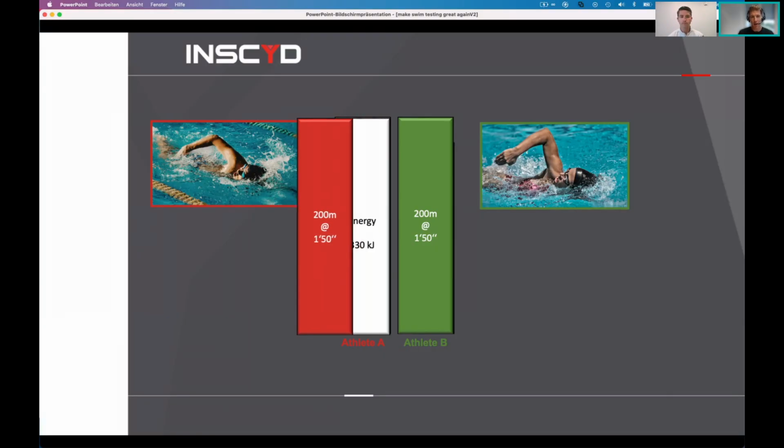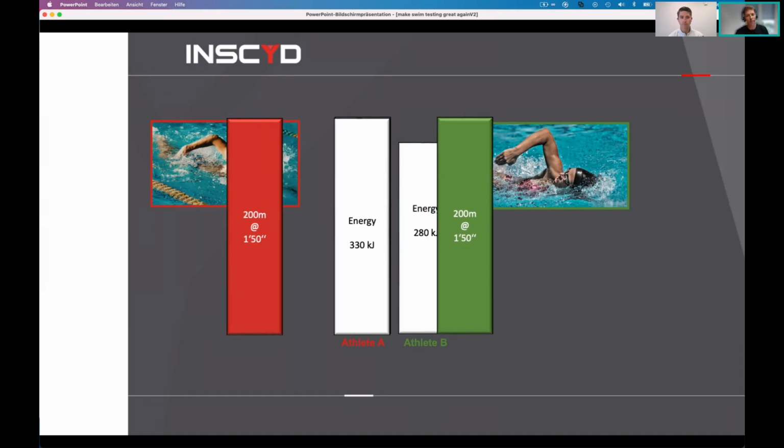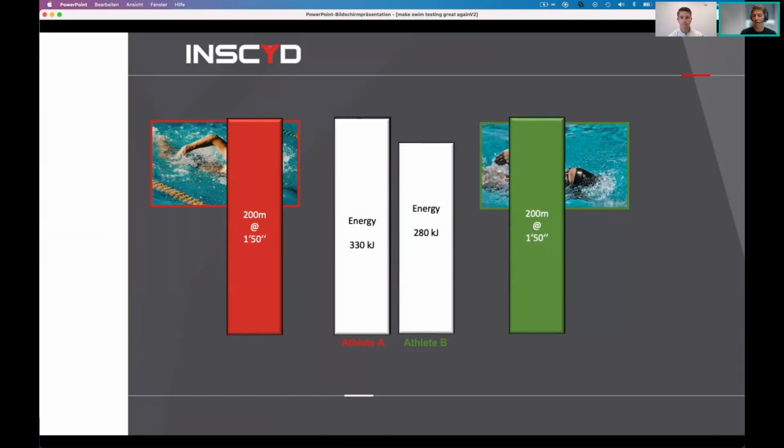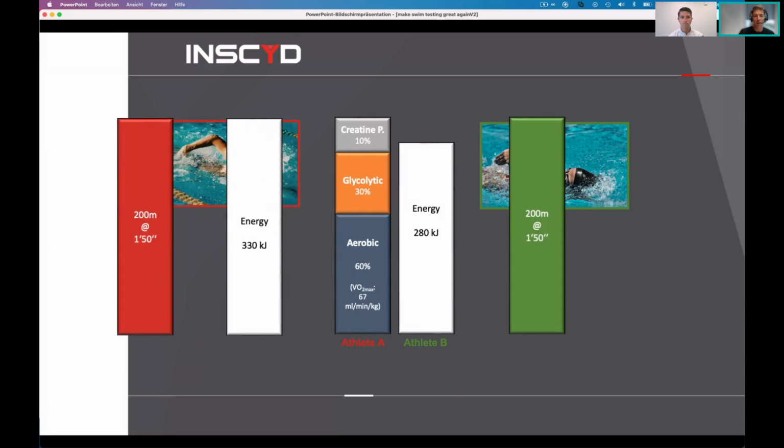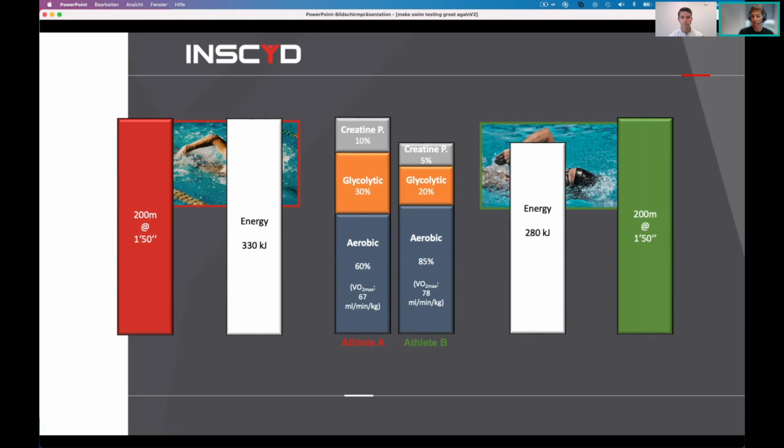And if I, so to speak, dive one level deeper, then I can already understand, okay, wow, one thing that maybe limits swimmer A is that he or she needs significantly more energy than swimmer B. And if I then dive even deeper, I can understand if it's maybe limited by aerobic performance or if it's limited by glycolytic performance or whatsoever.